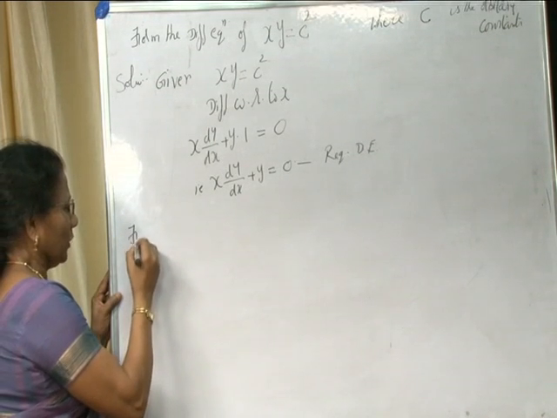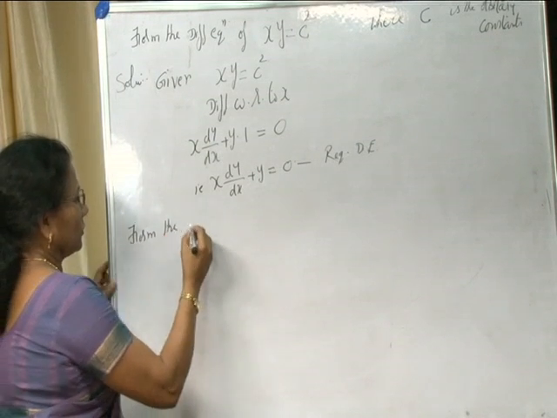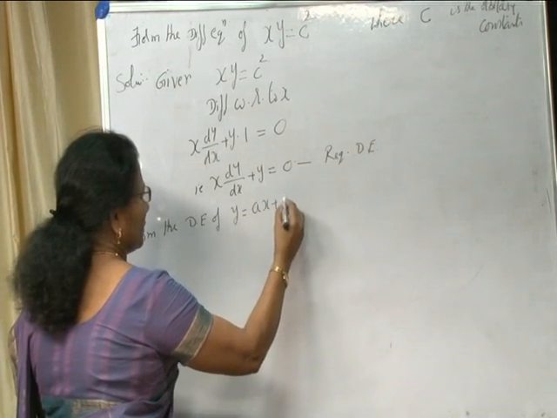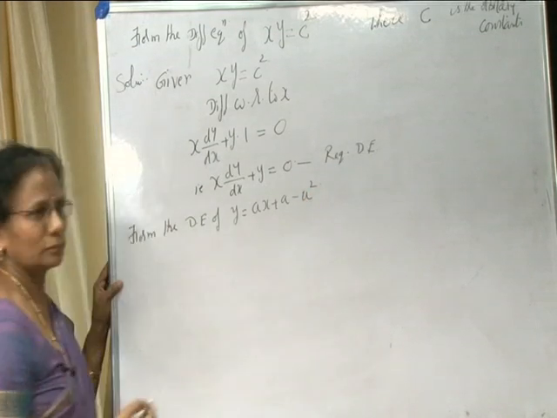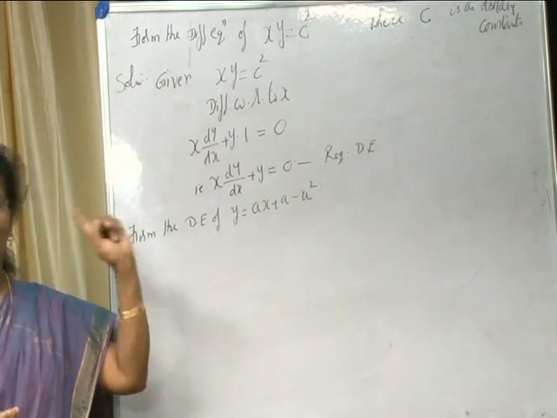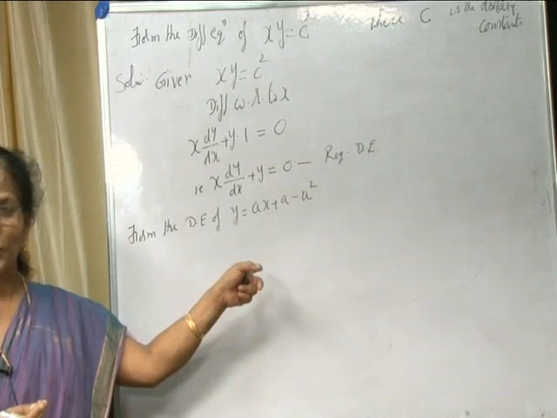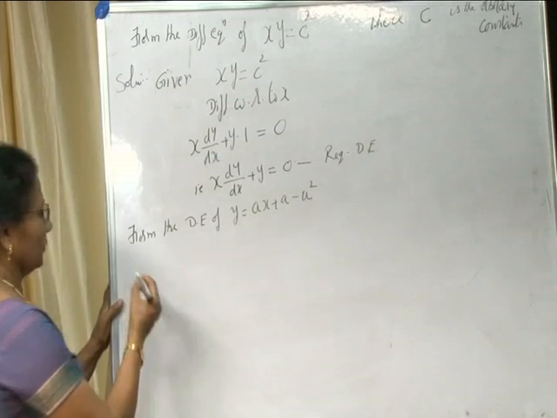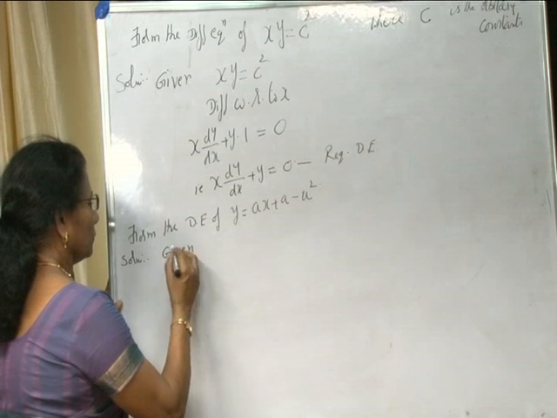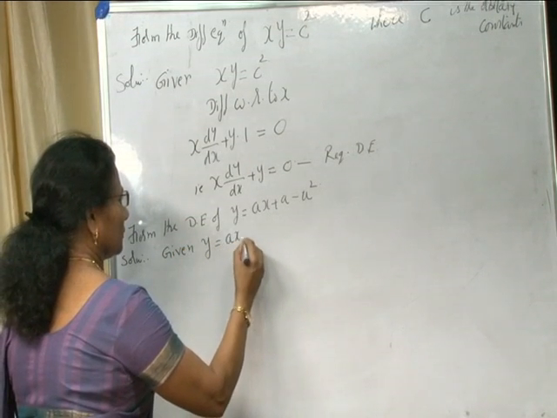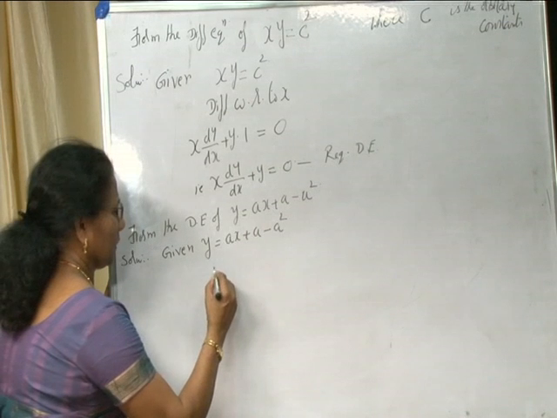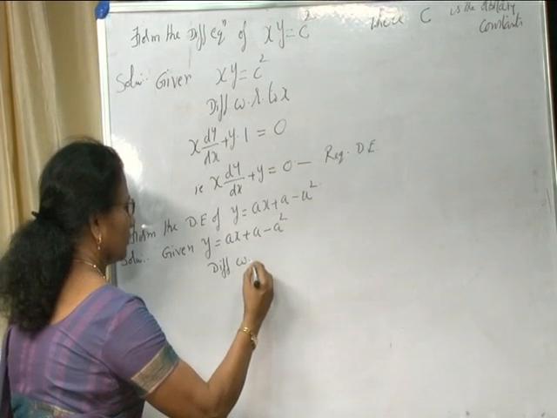Next, form the differential equation of y is equal to ax plus a minus a squared. Just you see the difference between these two. Directly by differentiation we got the required equation, but in this equation we have to substitute the value of arbitrary constant a in the original equation. Solution: given y is equal to ax plus a minus a squared. Differentiate with respect to x.